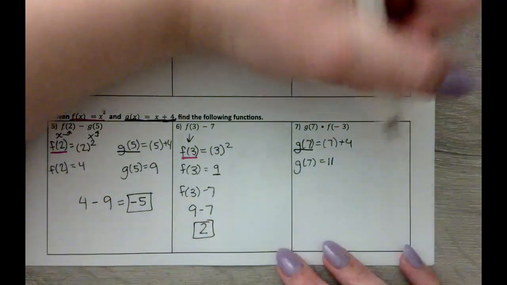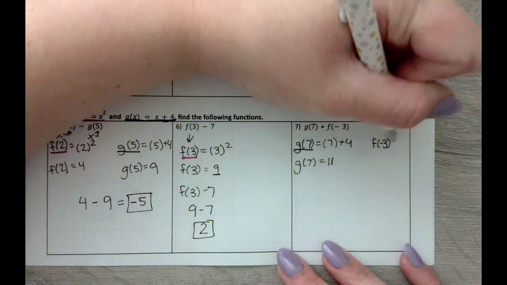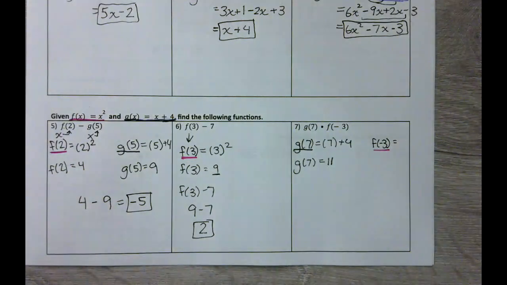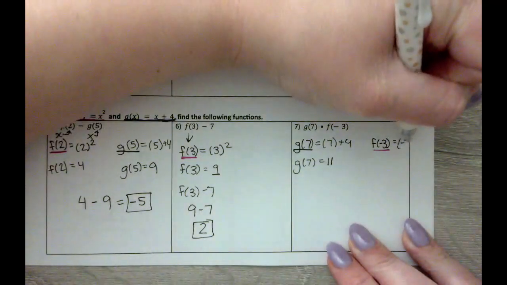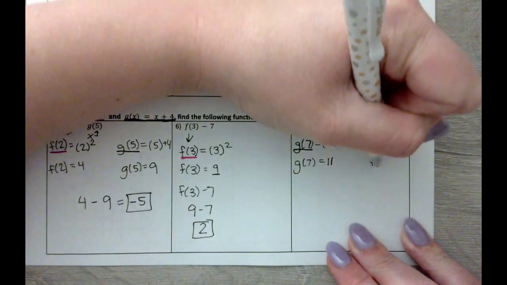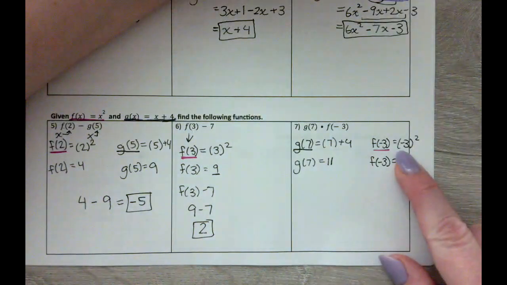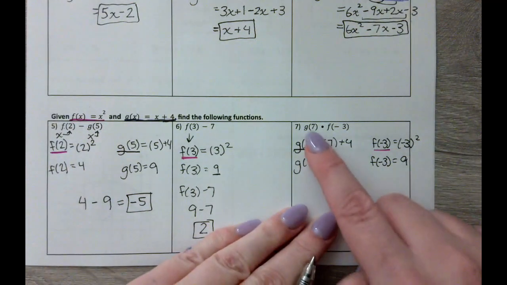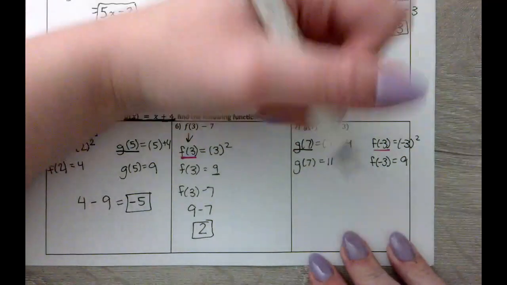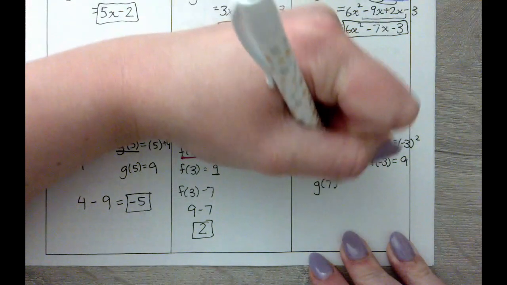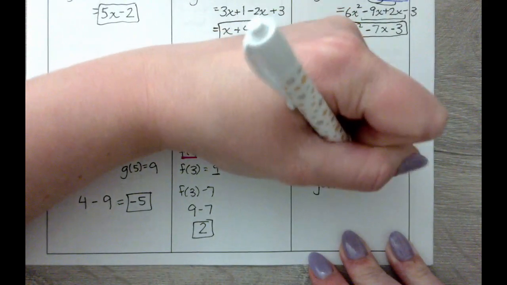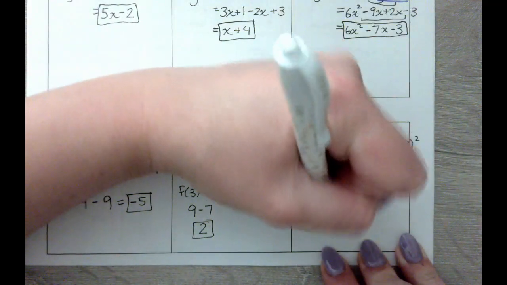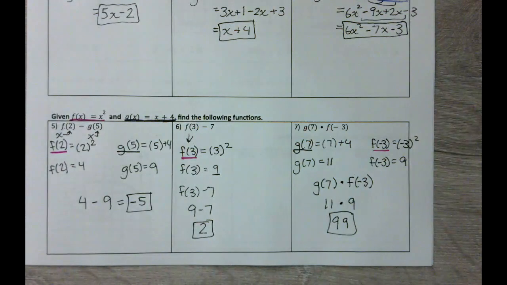And then f of negative 3. f is this pink function over here. It's x squared. So negative 3 squared. f of negative 3 squared is a positive 9. And then coming back to the original problem, they want us to multiply these answers. So, g of 7 times f of negative 3 is 11 times 9, which is 99. So just taking it apart, putting it back together.